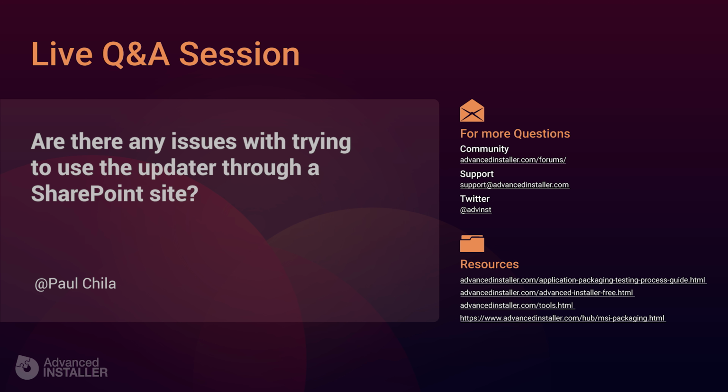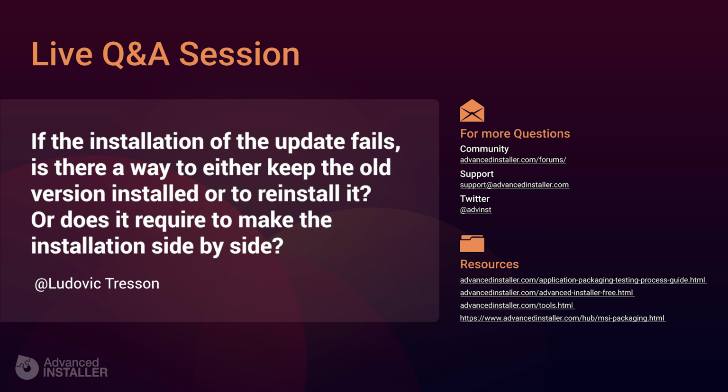If the installation of the update fails, is there a way to either keep the old version installed or reinstall it? Or does it require making the installation side by side? When you create the installer outside of the updater configuration, you can specify an upgrade order. So that you first install the new one and then configure the installer to remove the old one. That's one option. But if you select the default one, the default order is to remove the first version and then install the new one.